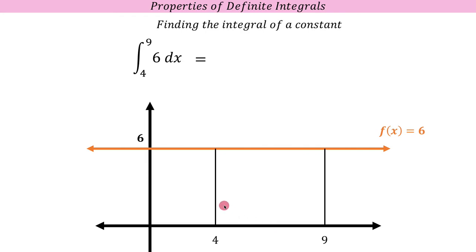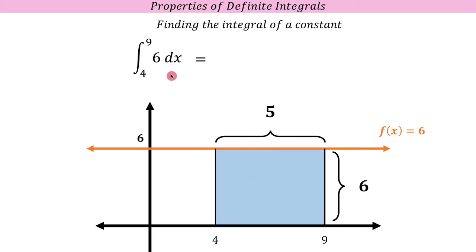Now we know that a definite integral is all about area, and this right here is a rectangle. So what if we just found the area of the rectangle? We know that the height is going to be 6 because f of x is equal to 6. What is the width going to be? Well, it's just going to be 9 minus 4, which is 5.